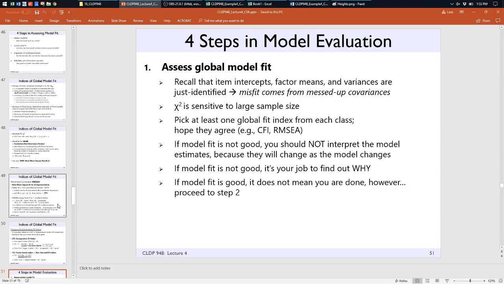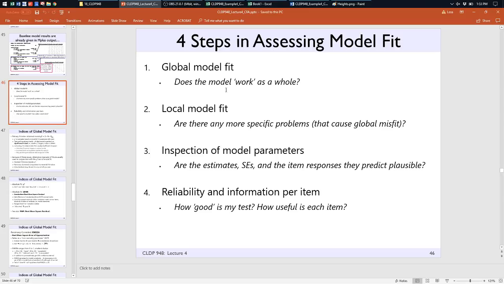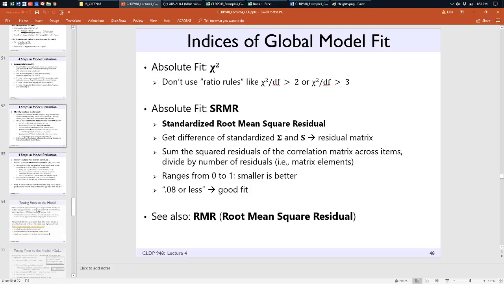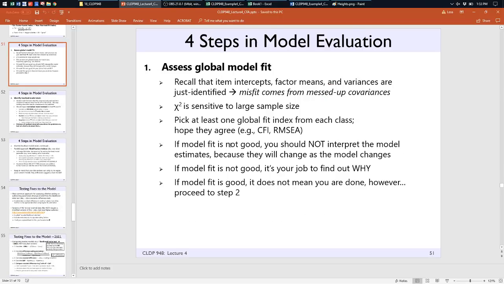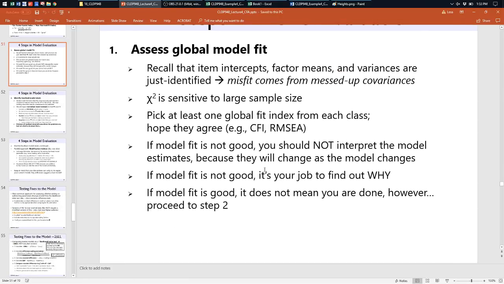So, 4 steps in model fit. We've done the first one, global. Does my predicted covariance matrix match the one in the data? That's global fit, absolute fit. Next up is local. So this is a summary from assessing global fit. It's all about the covariance and whether or not the loadings match those covariances. If model fit is not good, here's what we do next.